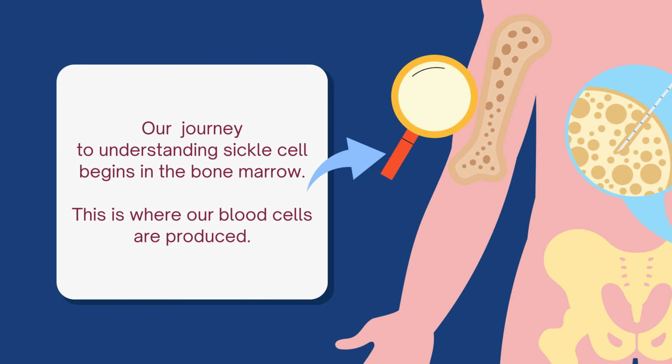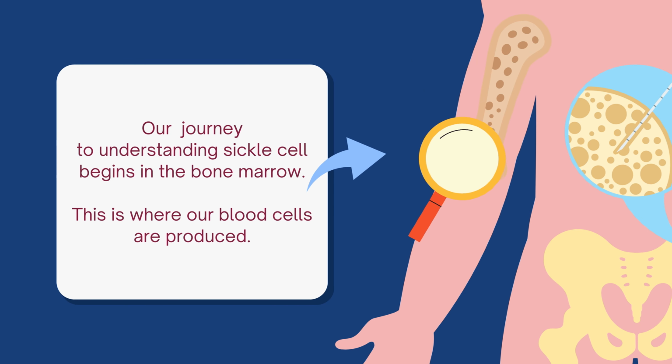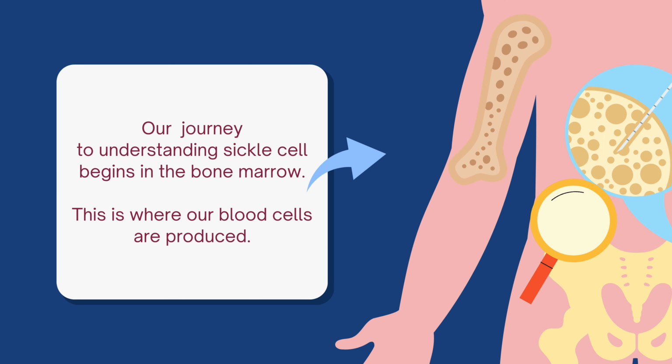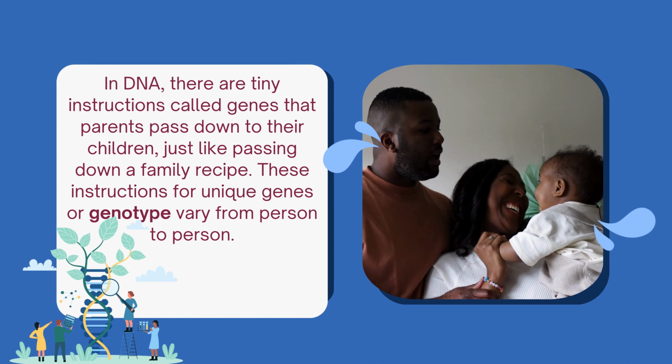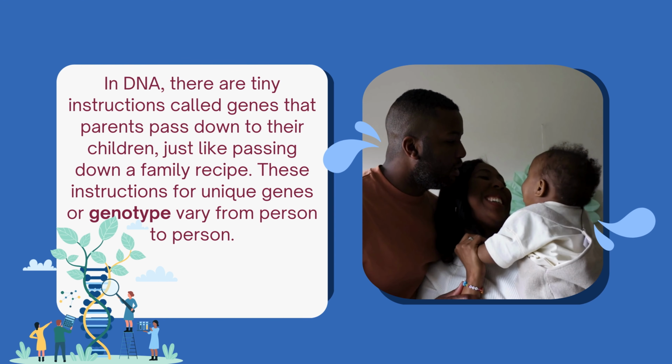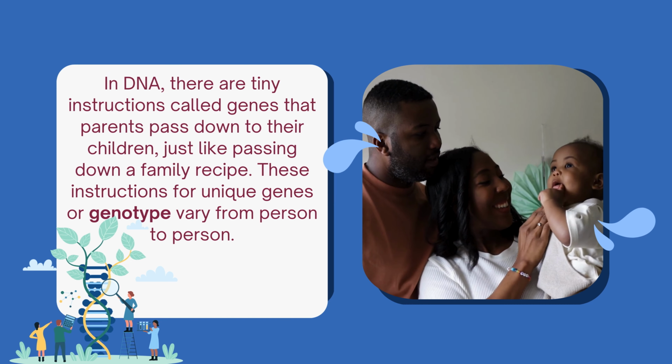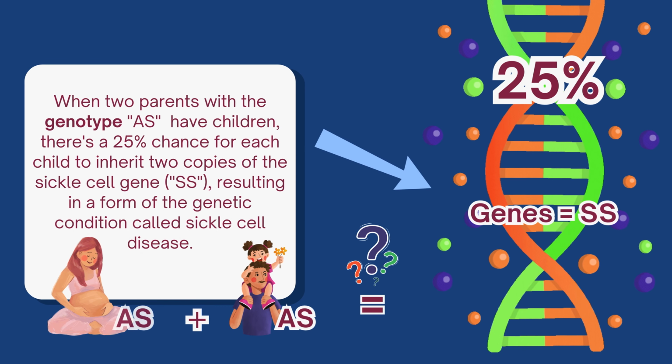Our journey together to understanding sickle cell begins in the bone marrow. This is where our blood cells are produced. In DNA, there are tiny instructions called genes that parents pass down to their children, just like passing down a family recipe. These instructions for unique genes or genotypes vary from person to person.